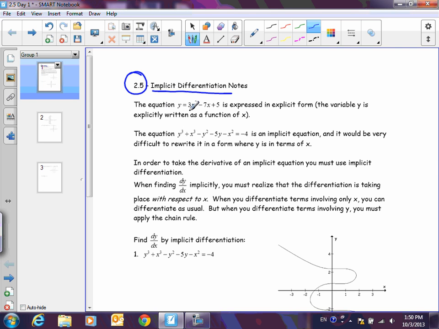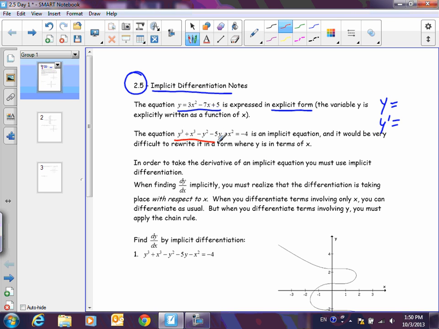It says the equation y equals 3x squared minus 7x plus 5 is expressed in explicit form. In other words, y equals. So far this year, the only things I've asked you to find the derivative of were in y equals, and then your answer was basically y prime equals. Well, that's going to be new. This is going to change today.